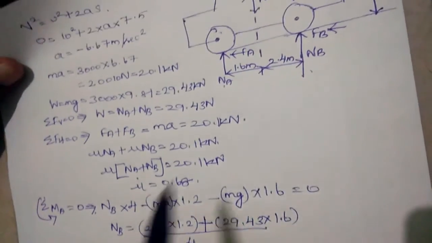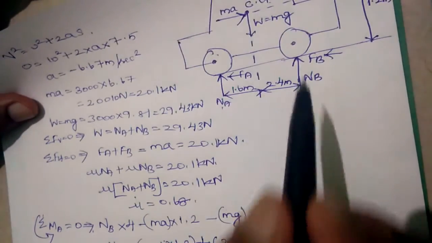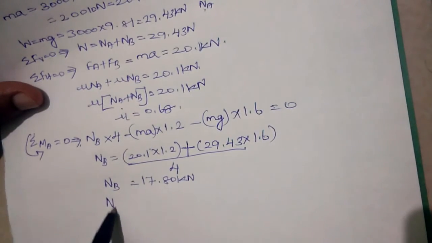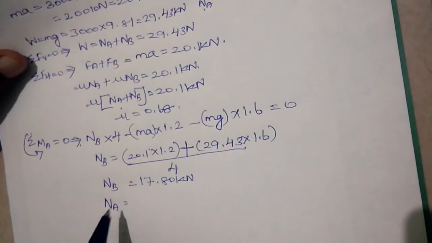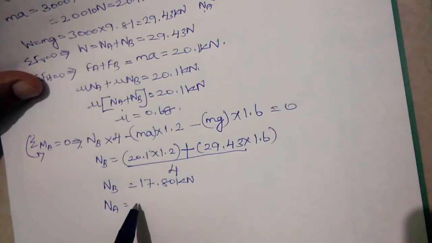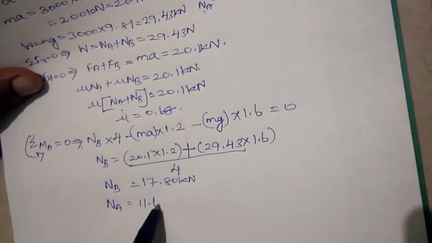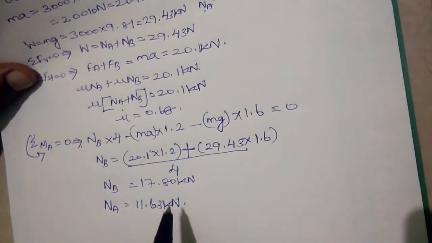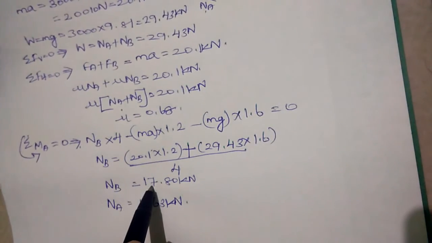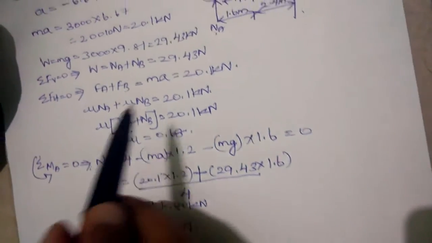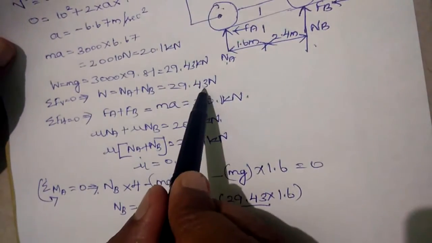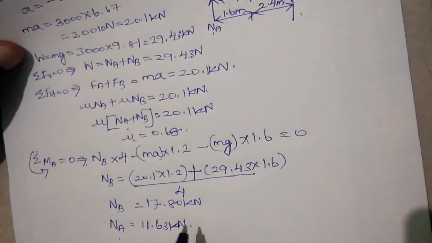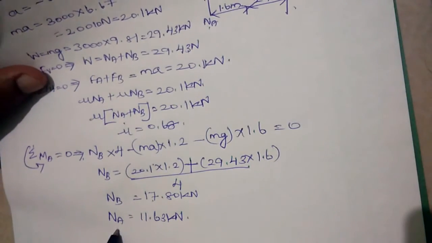Therefore the normal reaction at the rear is 17.80 kilonewton and NA is 11.63 kilonewton. Substituting NB in the vertical force components, we will be able to get NA. This is the normal reaction at the front.